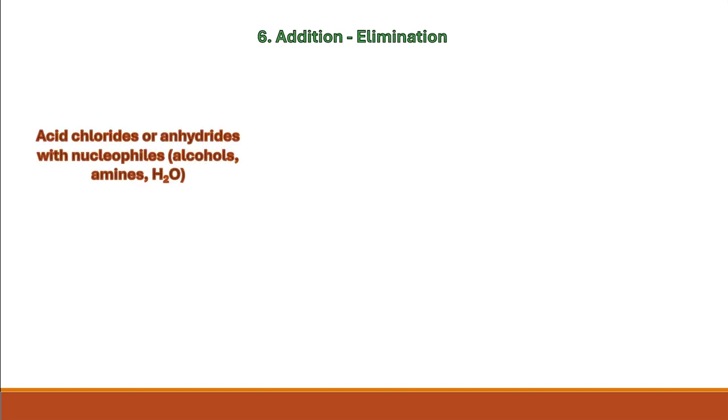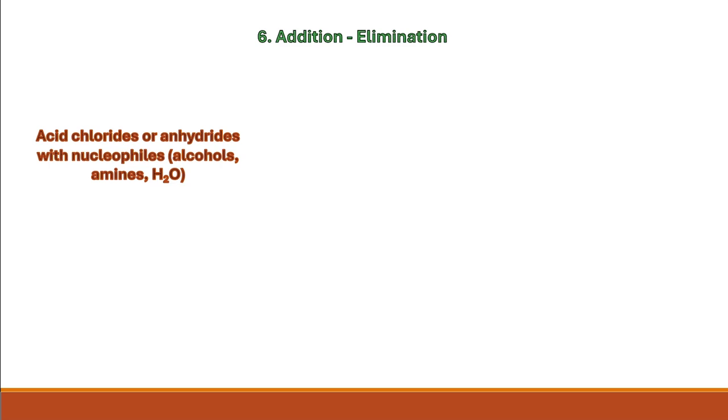Elimination reactions. Addition-elimination is the type of reaction or mechanism where we find two things happening in the same reaction. The first step is an addition. The second one is an elimination. The overall reaction will be a substitution. But actually, what we call this mechanism is addition-elimination.